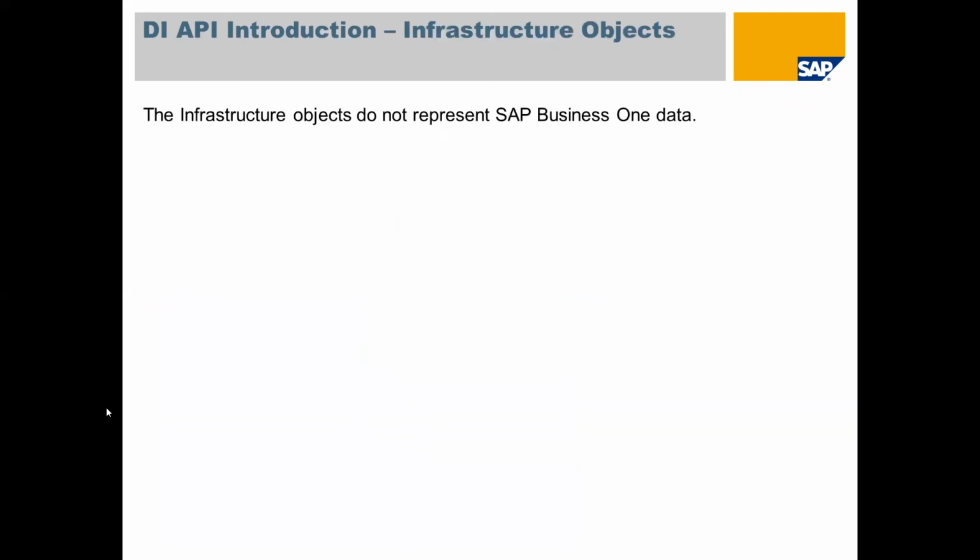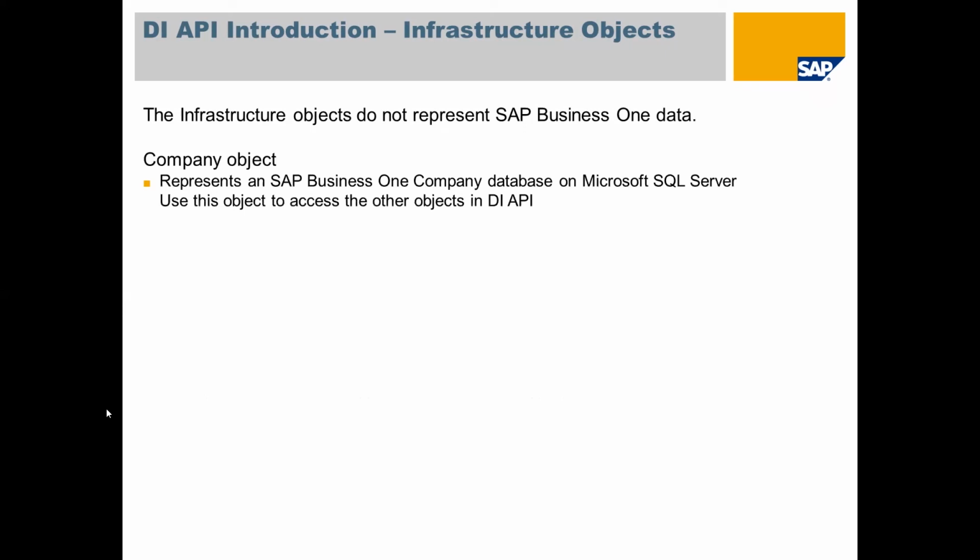So next is the infrastructure object. Infrastructure objects include the company object. The company object is the main object of the DI API. It represents one company database on an MS SQL or SAP HANA database. So we use this to access the objects in the DI API.